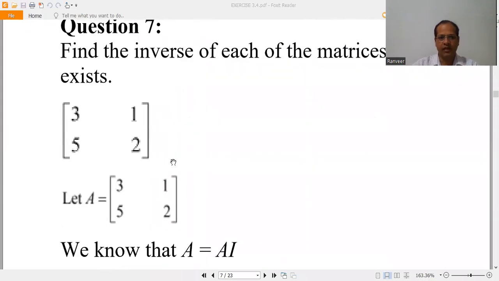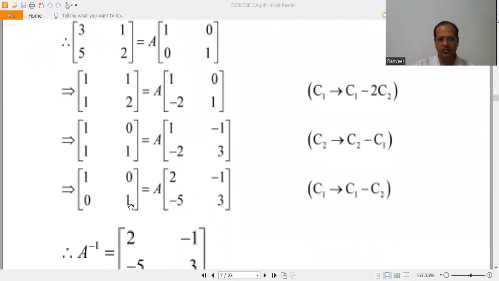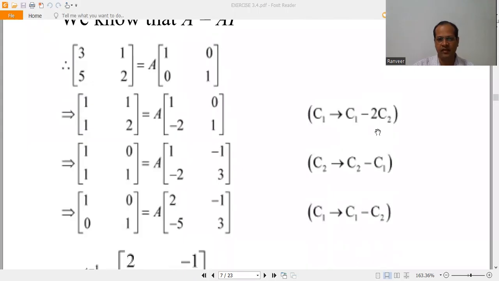Same, 7th 3152, A equal to AI. We have to do the same 1001, and whatever the operation with respect to the column, this time we did C1 tending to C1 minus 2 C2, C2 tending to C2 minus C1, and this is the operation. So just you do the practice, and the concept and technique that I discussed with you. Our task is to focus on 1 by 1. First we have to bring this 1. After that, this becomes 0, and this becomes 0, and this becomes 1. So these are the steps that we have to follow. So 1001, and this is nothing but the inverse of the matrix.